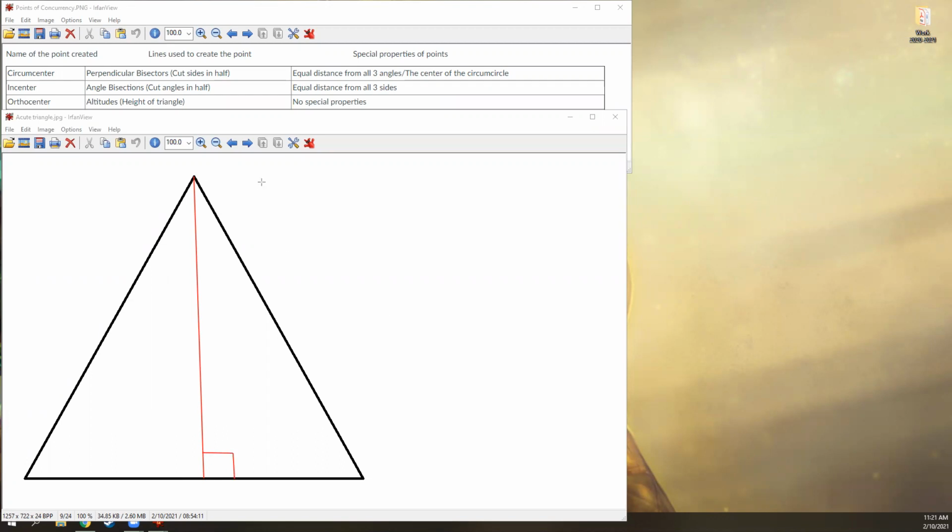So how do you get multiple heights of a triangle? Well, if you imagine for a second, I took this triangle and I rolled it over.